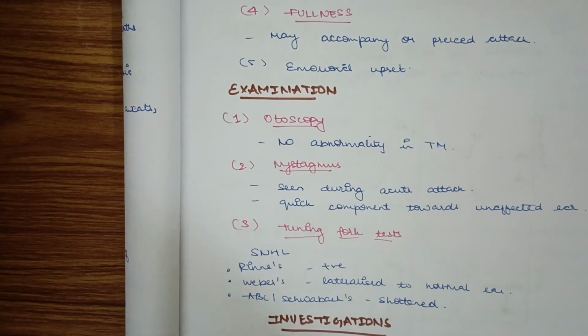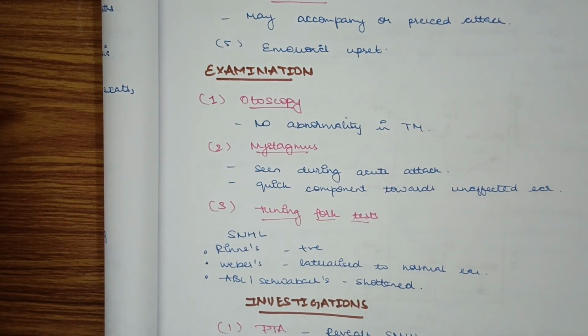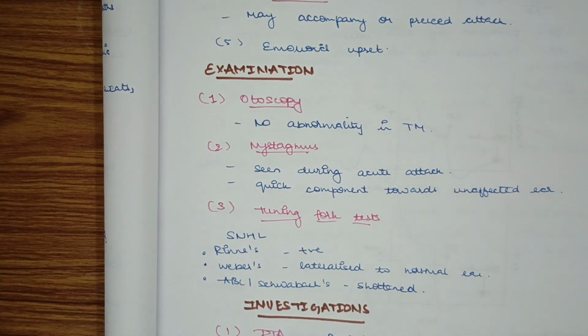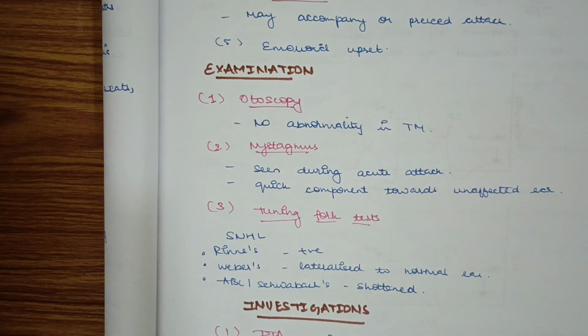Now we'll see about the examination of Meniere's disease. Meniere's disease can be examined by otoscopy. If we do otoscopy, the tympanic membrane will appear normal as the defect is in the inner ear. Nystagmus is seen during acute attack. The quick component of nystagmus is towards the unaffected ear.